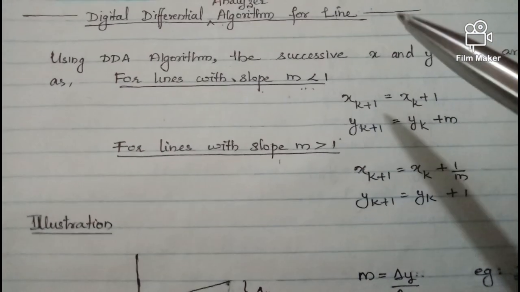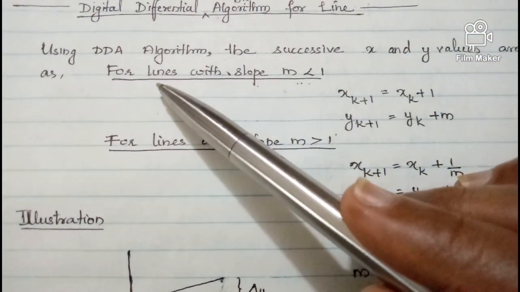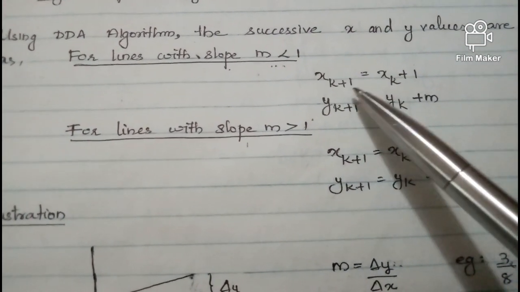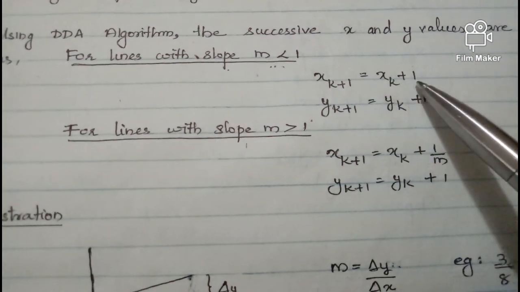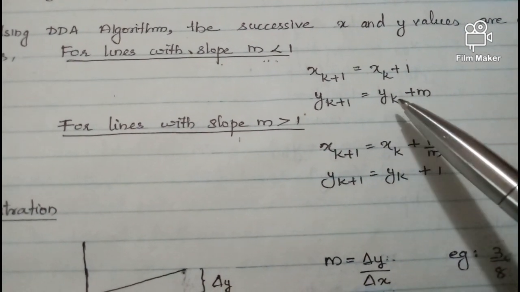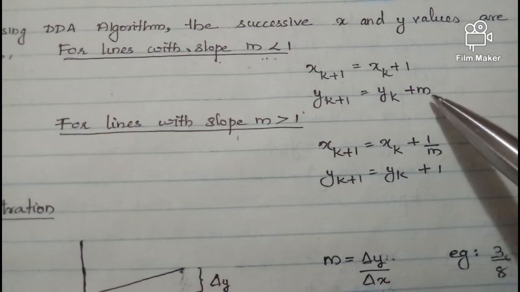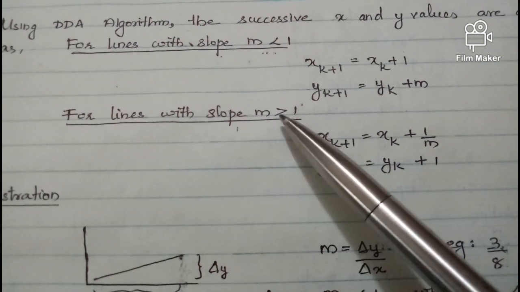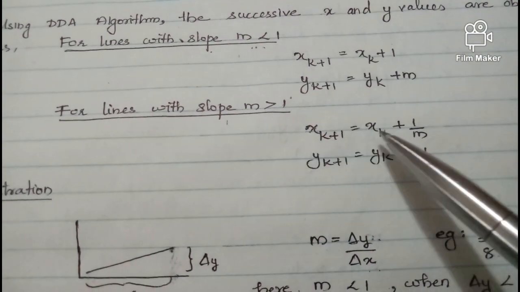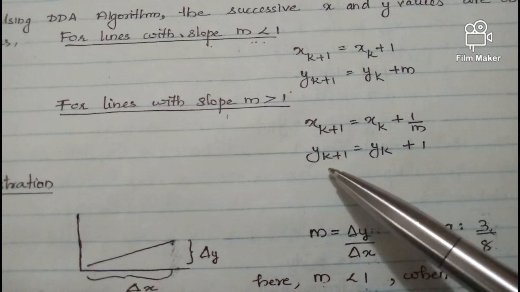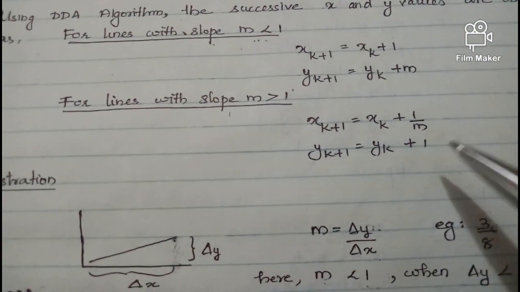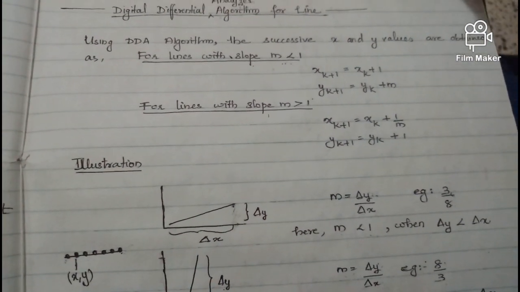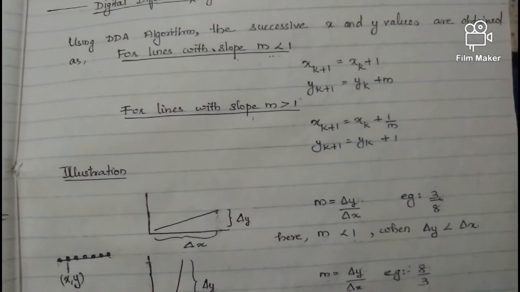Clear? So generally we can say if lines have slope less than 1, the next value of x can be computed using current value of x plus 1, and the next value of y can be computed using current value of y plus m, which is the slope. Similarly, if we are plotting the pixels of a line with slope greater than 1, then the next value of x will be current value of x plus the inverse of the slope, and the next value of y will be current value of y plus 1. So using these equations you can simply plot the pixels of a line using the DDA algorithm.